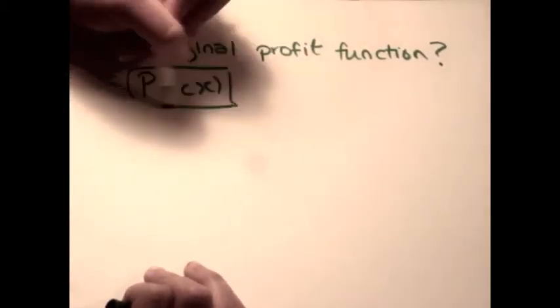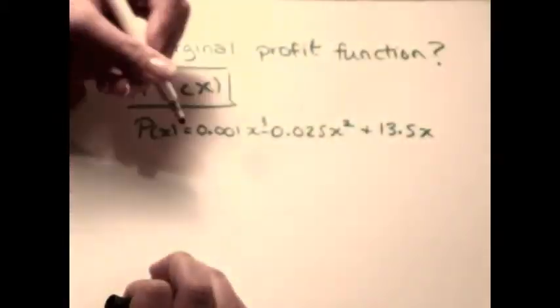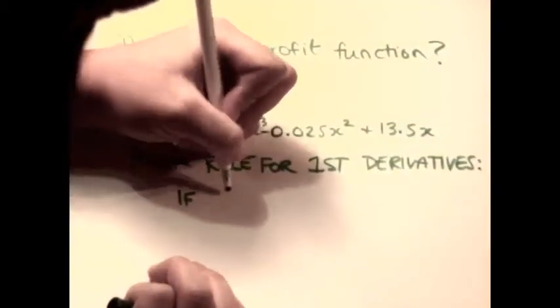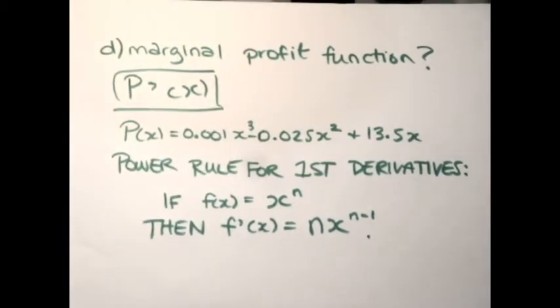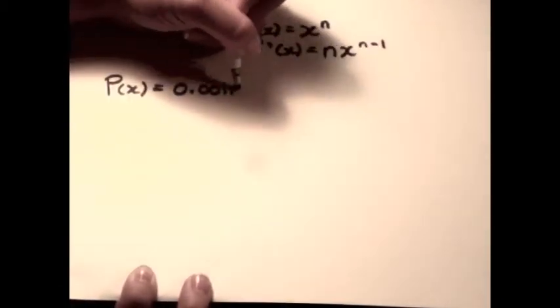Part D now asks us for the marginal profit function, and we already talked about marginal meaning first derivative, so in this problem we're solving for P prime x. So we know that our P of x equals 0.001x cubed minus 0.025x squared plus 13.5x, as we solved for in part C. So for this derivative, we're going to use the power rule for first derivatives, which states that if f of x equals x to the power of n, then f prime x is going to equal n times x to the power of n minus 1. So we're going to apply this rule to each term of P of x to get our first derivative.